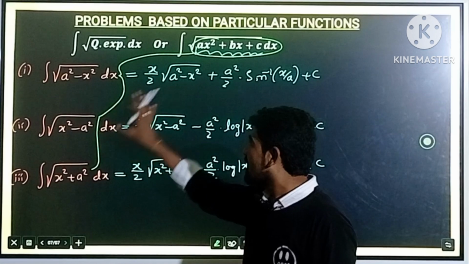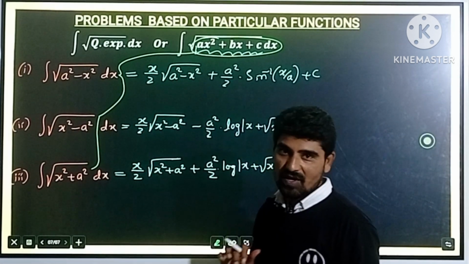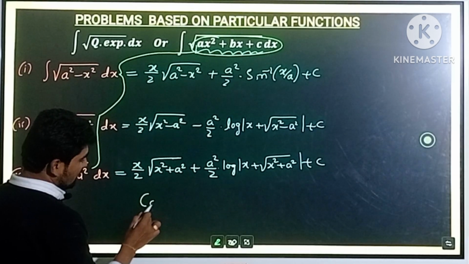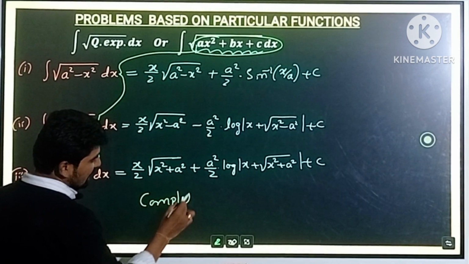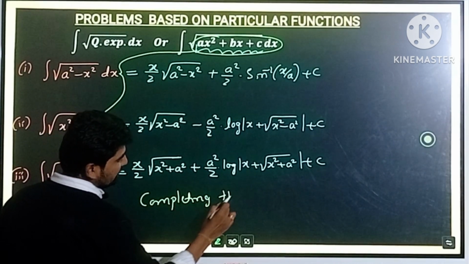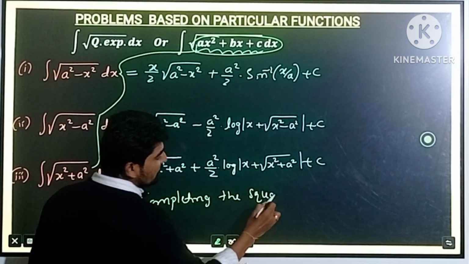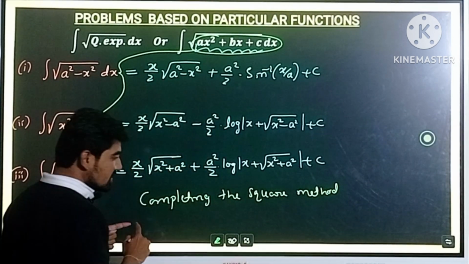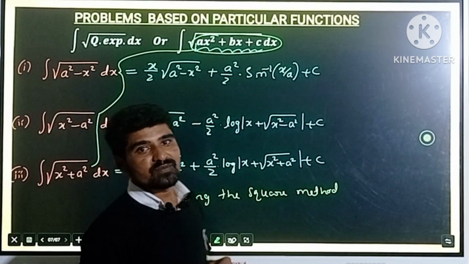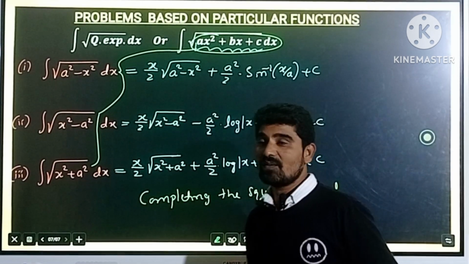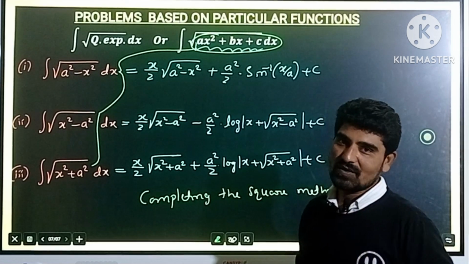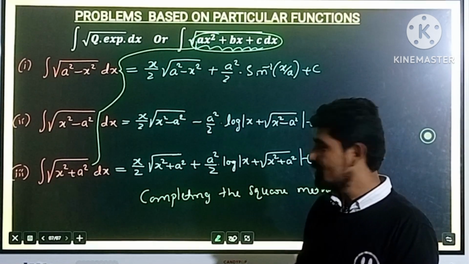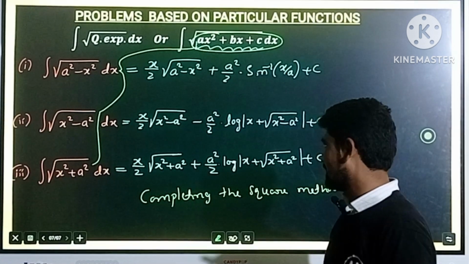To convert this quadratic expression to any one of these forms, we use the completing the square method. I discussed this method briefly in my previous video, when we were solving integration problems based on the first two particular functions. If anyone doesn't know, you may watch my previous video to understand this completing the square method.